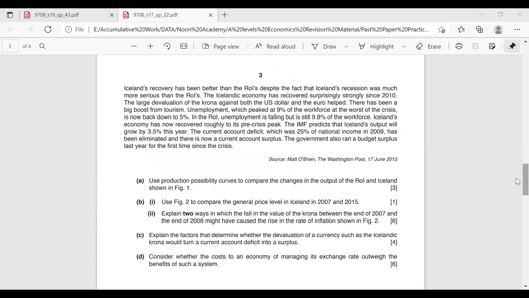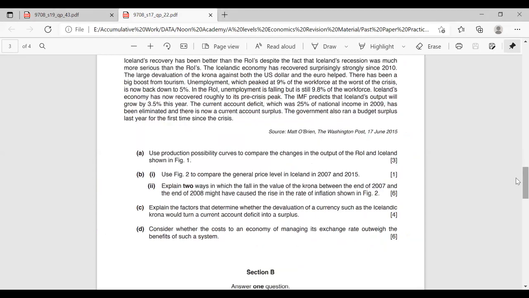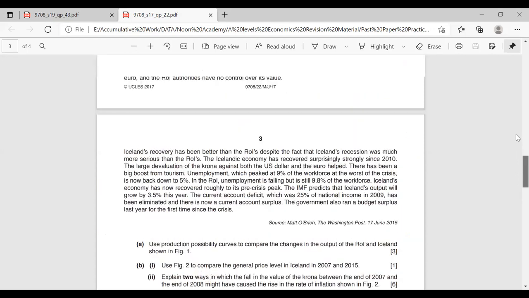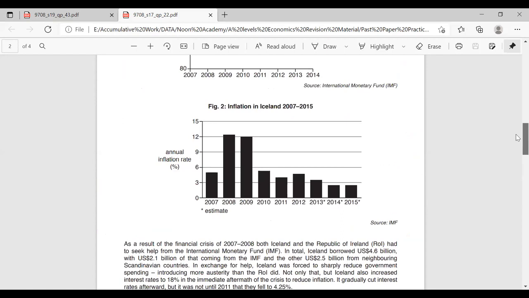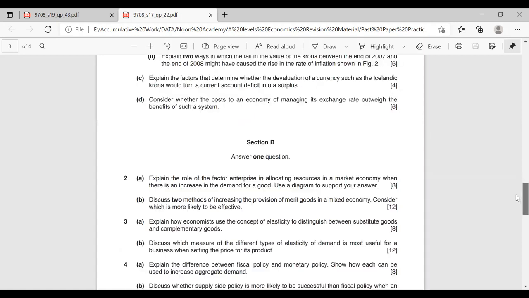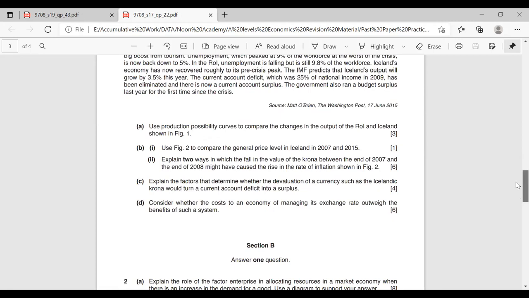Next question, students. Use figure 2 to compare the general price level in Iceland in 2007 and 2015. Okay, interesting. So what happened between 2007 and 2015? How many marks is it for? It's for only 1 mark.